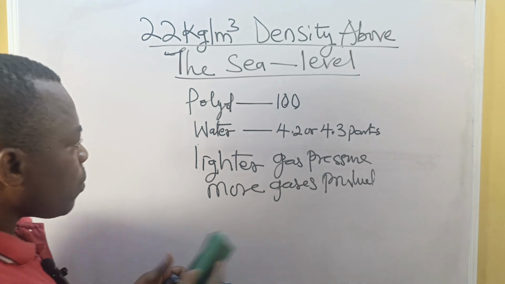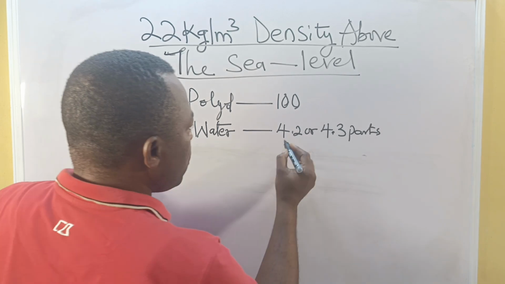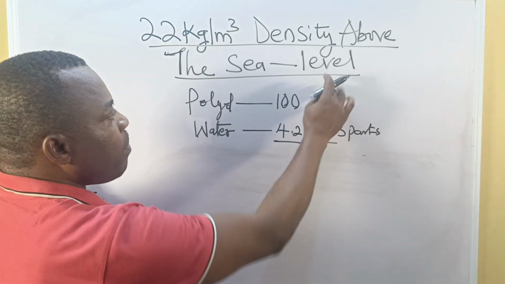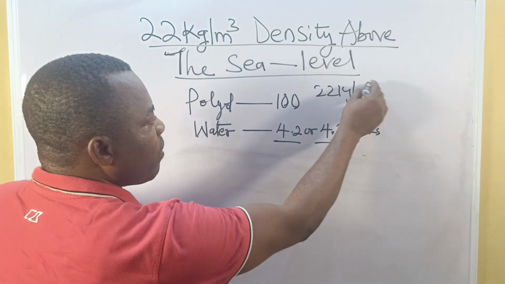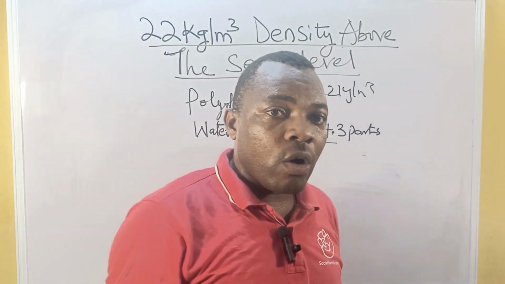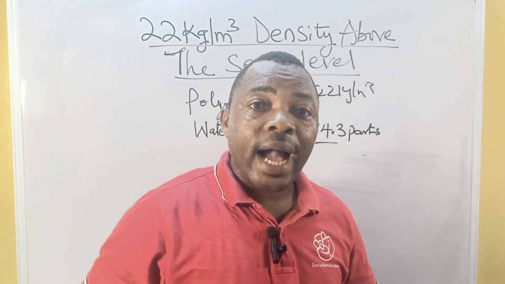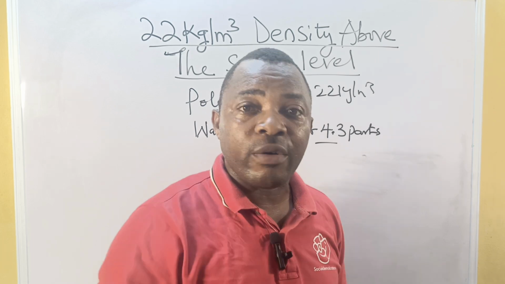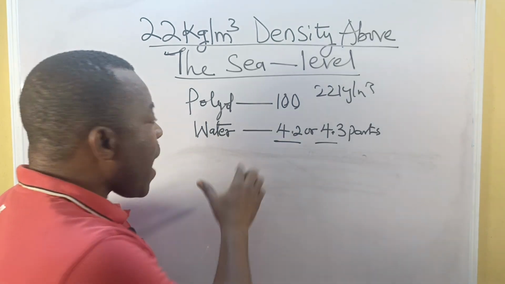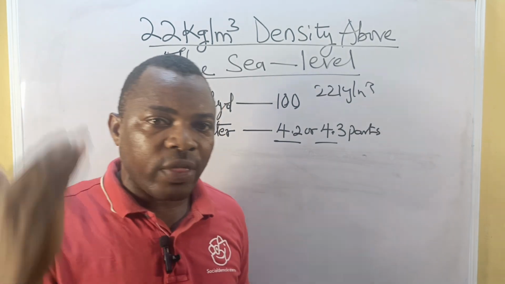So in this case, what you need to do, you can decide to bring water down to 4.2 or 4.3 parts, therefore keeping the density still at 22 kg per cubic metre. You know how gas behaves. At a higher pressure, gas will compress. At a lower pressure, gas will expand. Take for example a car or motorcycle tire being pumped by a vulcanizer at the roadside. That is typically what happens in the foaming process. So paying attention to air pressure is very, very important.